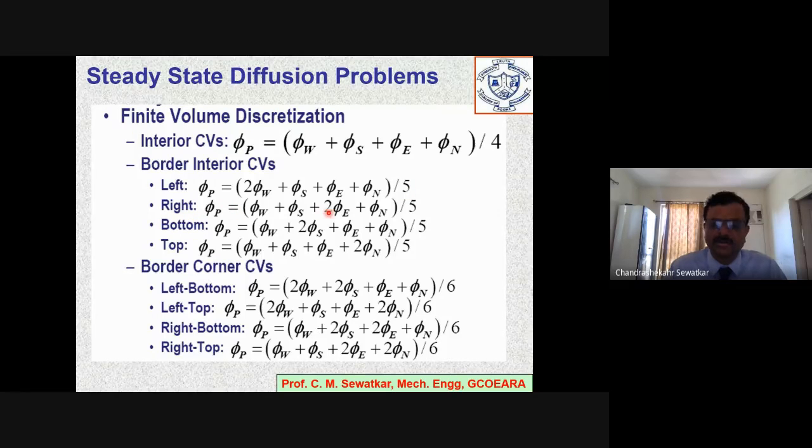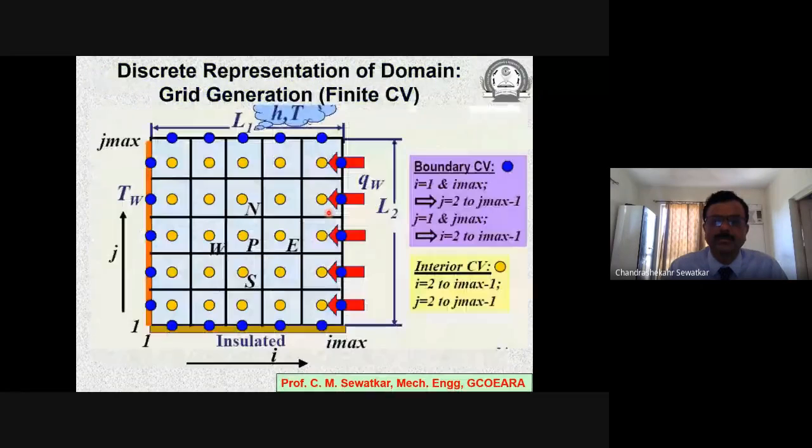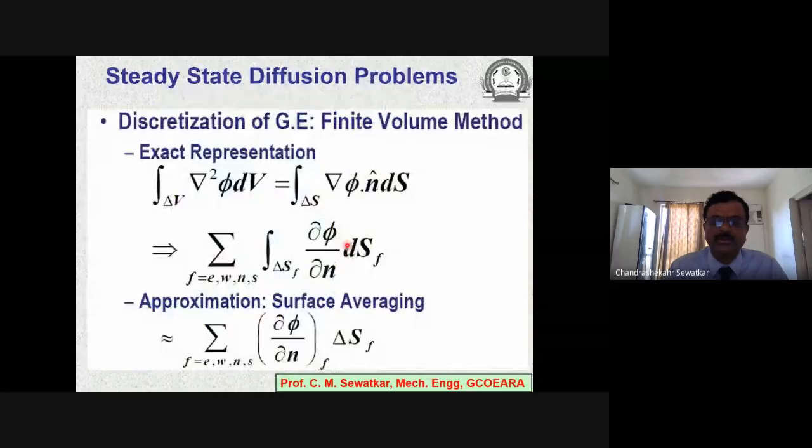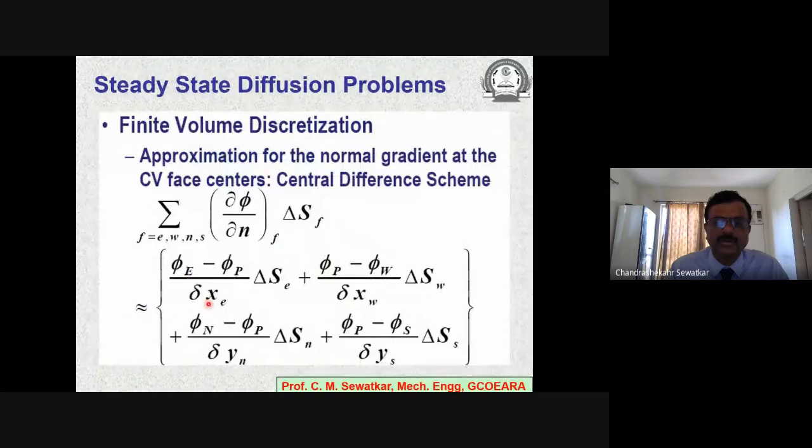For right border, delta xe is half of delta x, that is delta x by 2. So it's half, and that is for east face. So that is for this particular term. This is my delta x by 2.